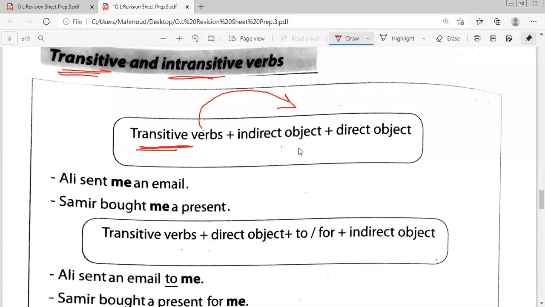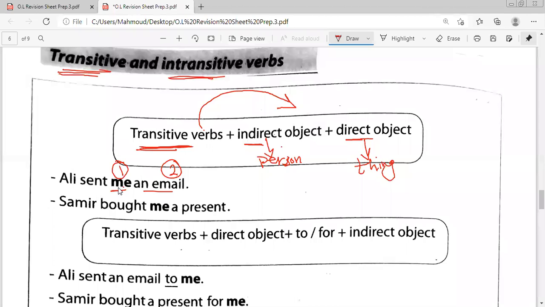But pay attention, because we have different types of these objects. The first one is called the indirect object, and the second one is called the direct object. Look carefully at this example. Ali sent me an email. Me here is called an indirect object. The person, I mean here the person. And what about the direct object? The thing. So the first one here is me, and the second one is an email. This is the thing. Ali sent me an email.